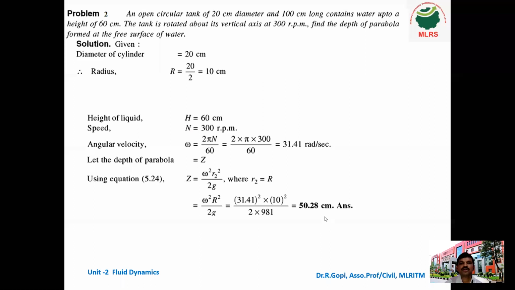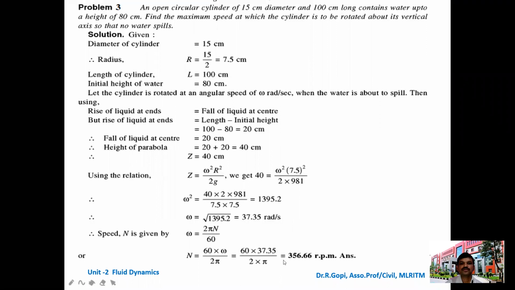So let us move to the next problem. I'll read the question, please watch carefully. An open circular cylinder, 15 centimeter diameter and 100 centimeter long, contains water up to a height of 80 centimeter. So the cylinder height is 100 centimeter, but the water height is 80 centimeter. The diameter of the cylinder is 15 centimeter. So just imagine. Here the diagram is not given, so I will draw the diagram.